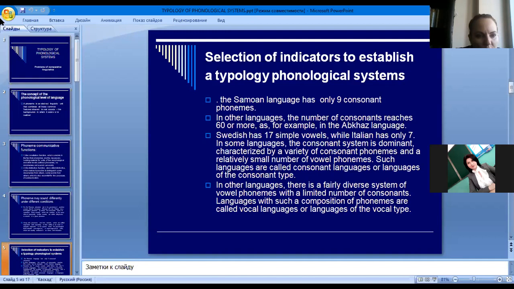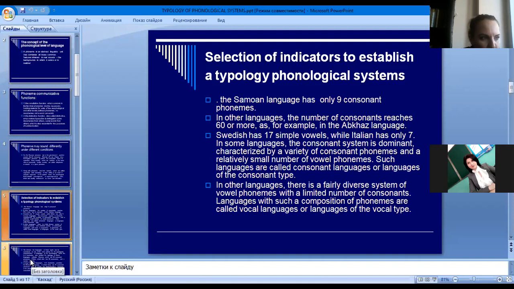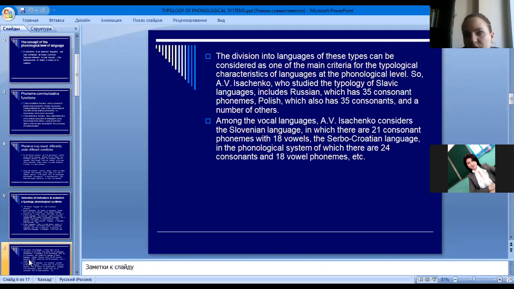The division into languages of such type can be considered as one of the main criteria for the typological characteristics of languages at the phonological level. So, Isachenko, who studied the typology of Slavic languages, wrote that Russian has 35 consonant phonemes. Please don't mix them up with letters. And Polish, for example, also has 35 consonants and a number of others. Among the vocal languages, Isachenko considers Slovenian, in which there are 21 consonant phonemes with 18 vowels, and the Serbo-Croatian language, in the phonological system of which there are 24 consonants and 11 vowel phonemes, and so on.